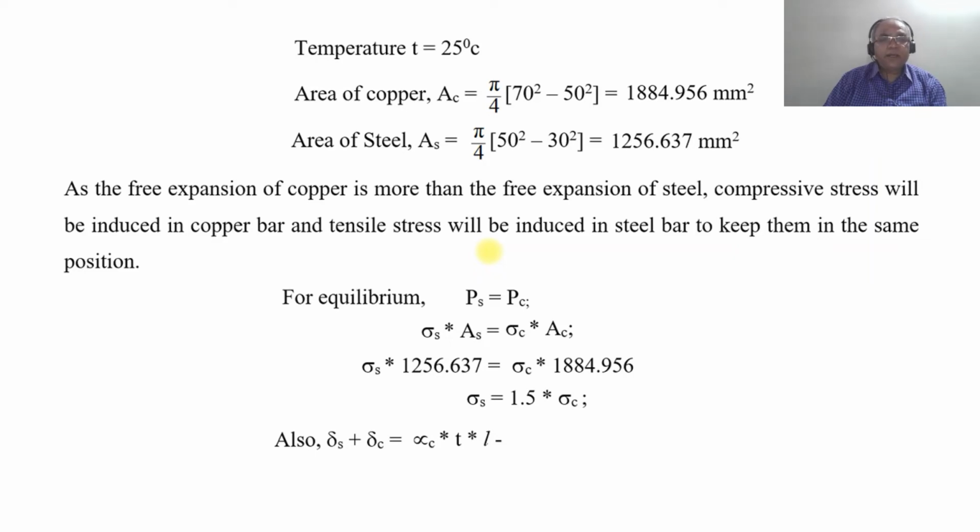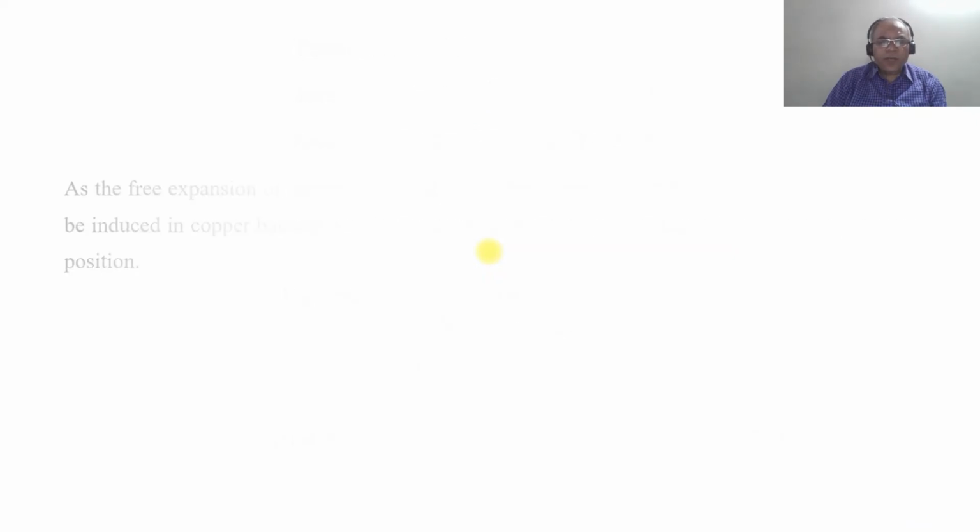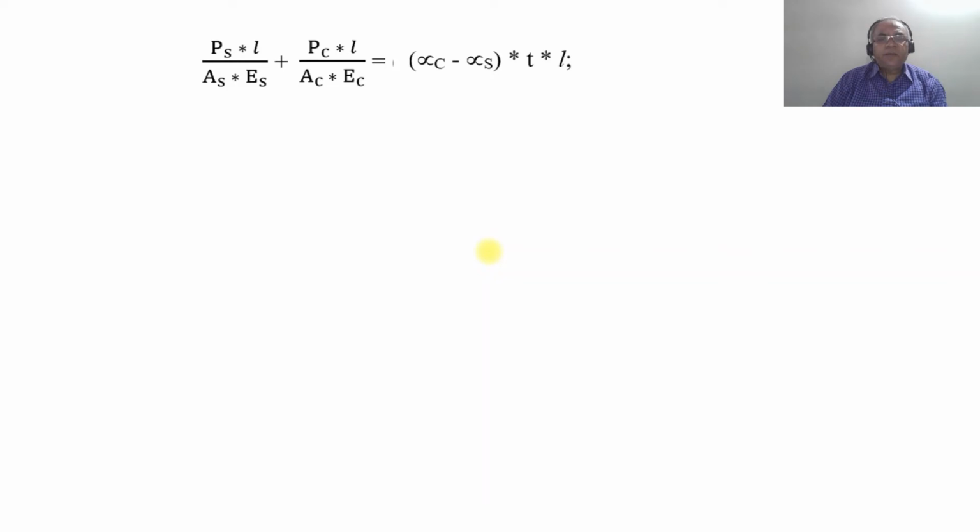That is basically because of free expansion of steel, so alpha S into T into L. So then we are going to have Ls equal to Lc, that is equal to L, which is 600. So as we know, PS into L by AS into ES, delta S plus delta C will be equal to PC into L by AC into EC. So that will be equal to alpha C minus alpha S into T into L, which is the common factor. So you take out the L there.